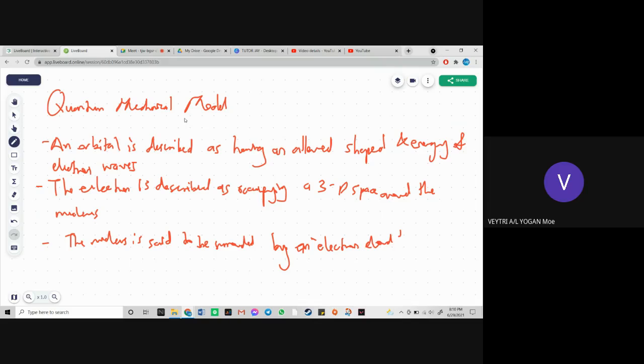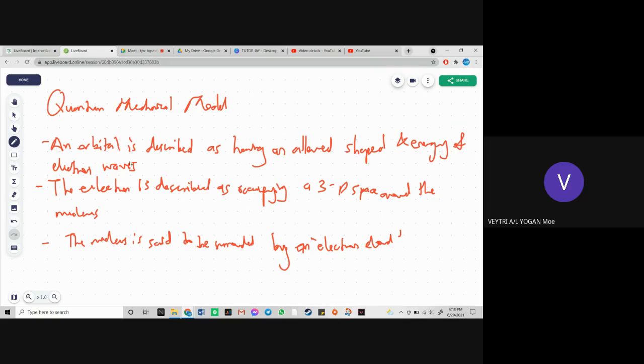Now, the quantum mechanical model is basically the newer version. Initially, it was Bohr's atomic model and so on. Now we're going to learn the quantum mechanical model, which is the modern style. Number one, an orbital is described as having an allowed shape and energy of electron waves.